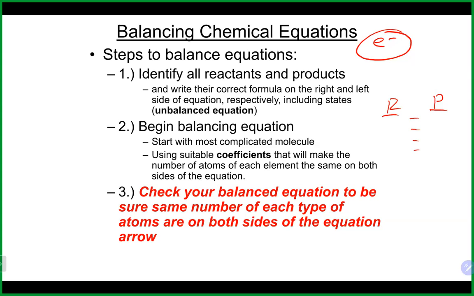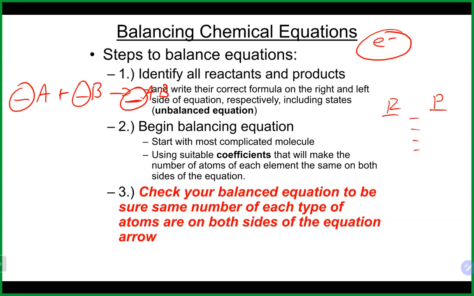A couple of important things about balancing, just to remind you: when we balance an equation, the only thing we change are the numbers that come in front. So we only change the coefficients, just those numbers that come in front. We never change any of the subscripts on the formulas. We don't put any numbers in between symbols or anything like that, because you would obviously change what you're dealing with.